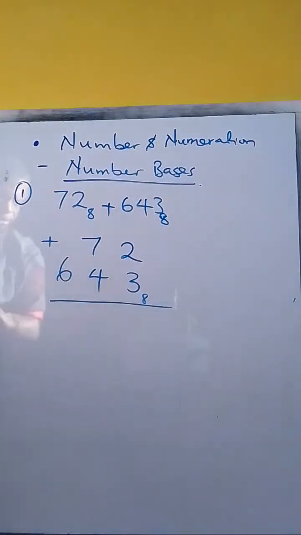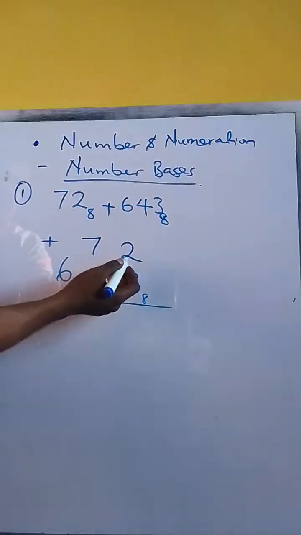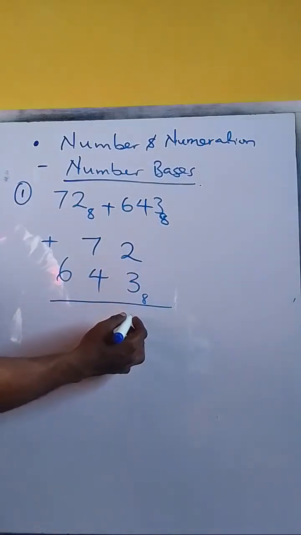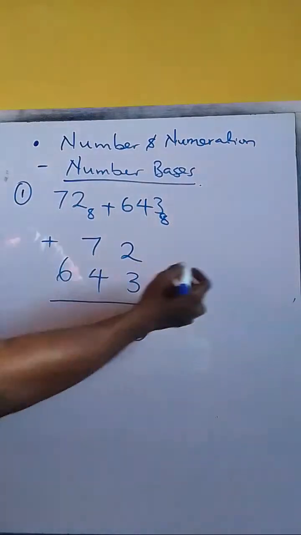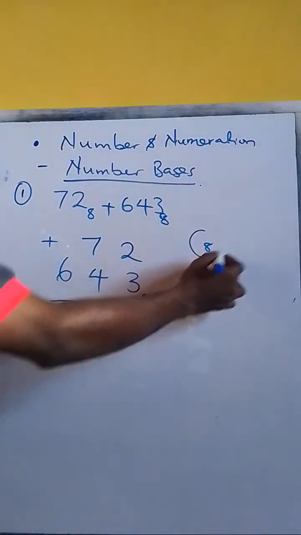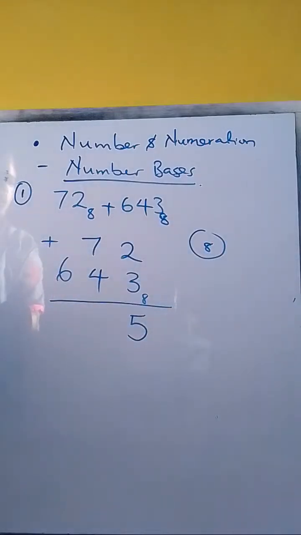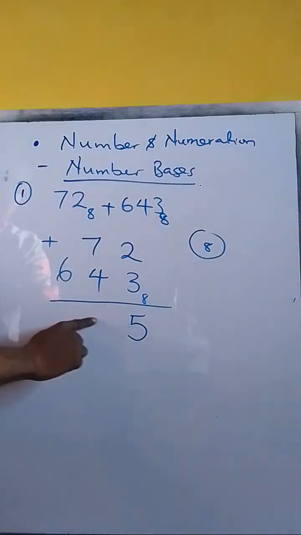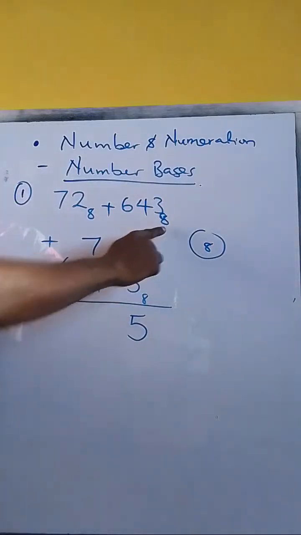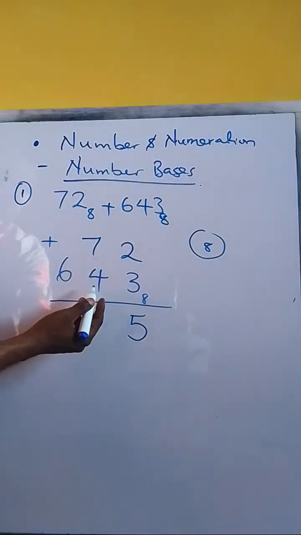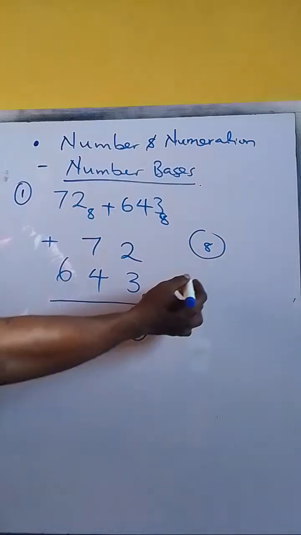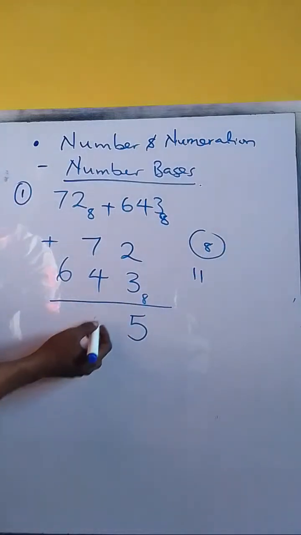Now here, we have 2 plus 3, that's 5. I can write 5 easily because 5 is not up to the base I'm working at. I'm working at base 8. The method is that we can write any number that is not up to the base. For instance, here we have 7 plus 4, and that is simply 11. I can come here and write 11.